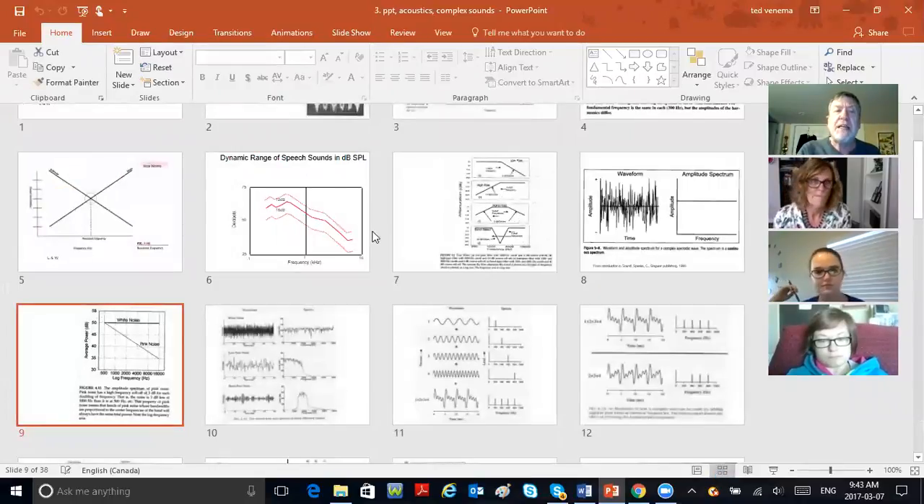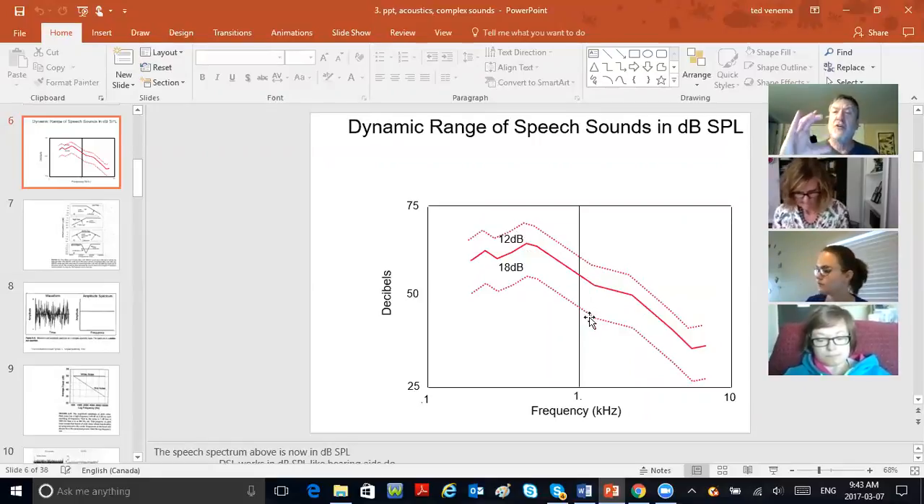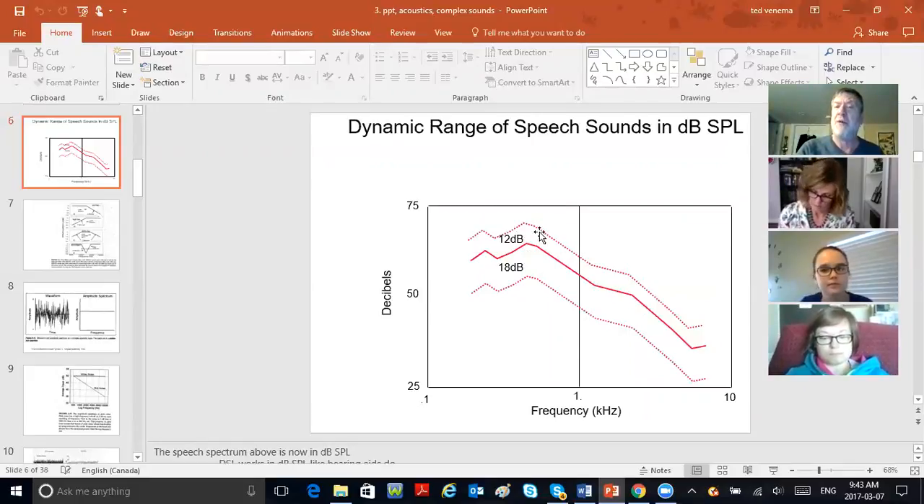We said speech. Here's the spectrum of speech. It's got more energy in the lows and less energy in the highs. And what are these dotted lines for, above and below the solid line? That just shows you that speech fluctuates in amplitude. Okay? As I'm speaking, some parts of my speech are louder than the others. But remember, this is just a slice over time. But speech basically has about a 30 decibel dynamic range. From its loudest to its softest is about 30 decibels of a distance.